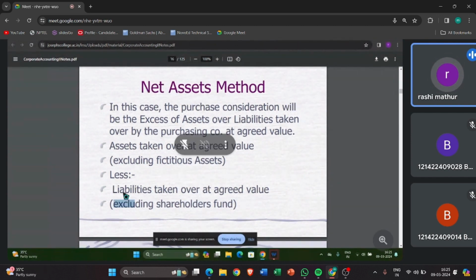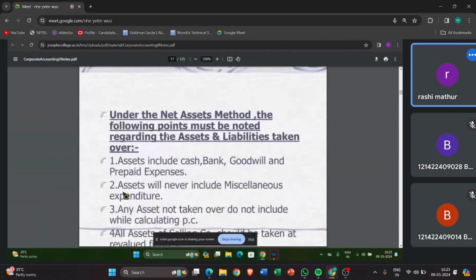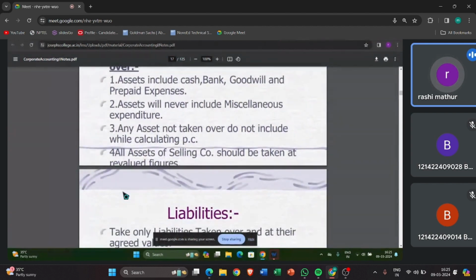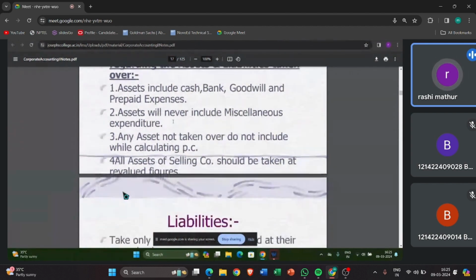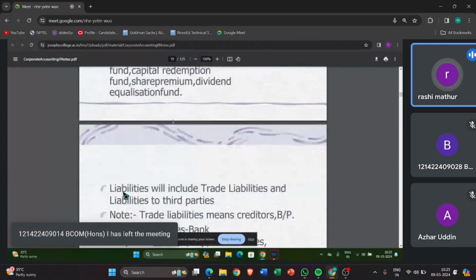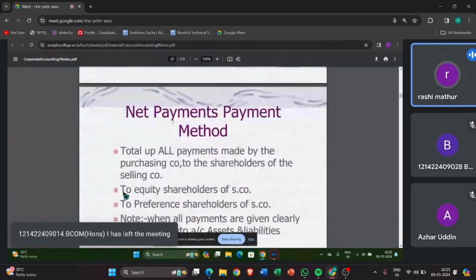So except reserves and surplus and capital on the liability side, only outsiders' liabilities should be taken. At what values? New agreed values. Coming to assets, all assets, fixed assets and current assets at new revalued values, but should not touch fictitious assets. The difference between the two is your net assets method. That is what is given here, explained as to what should be taken, what should not be taken. Liabilities, what should be taken, what should not be taken.